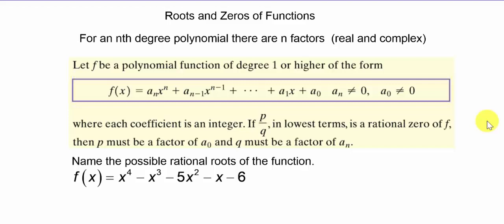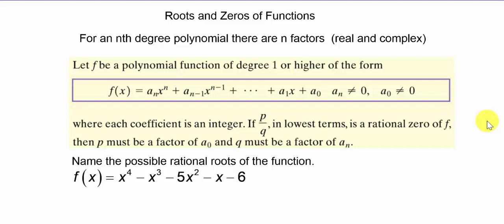Today we're going to talk about the fancy name for x-intercepts. We're going to call them roots and zeros of functions. And for any nth degree polynomial, that's where you have x to a power, where the degree is the greatest power, there are always going to be n roots. Now those roots can be lots of different types.